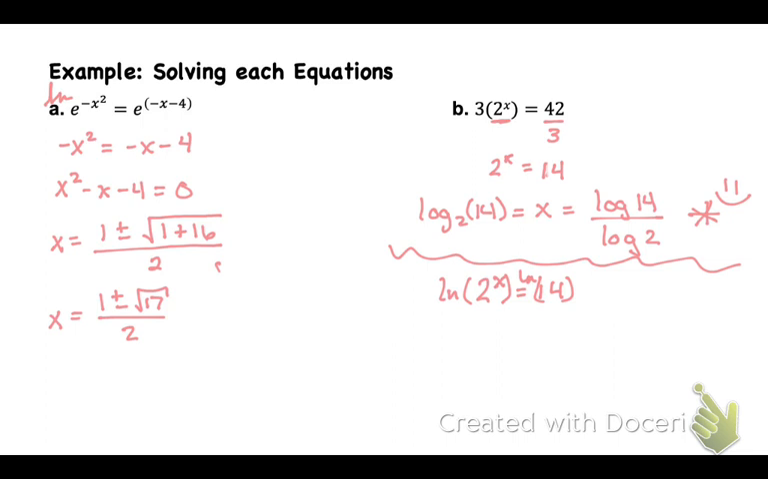Okay? Okay, so according to our rules, then what happens to the exponent? It comes out front. So I have x natural log of 2 equals the natural log of 14, and then I would divide by the natural log of 2. So x would equal the natural log of 14 over the natural log of 2.